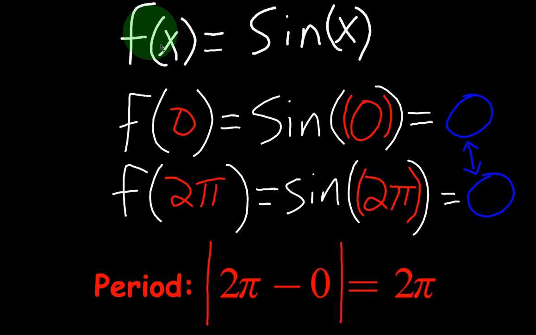Here's another way to prove it. If f of x equals sine of x, and we know that f of 0 is equal to 0, and f of 2 pi is equal to 0, and that's where the graph repeats itself, then I can show that the period is just the distance between these two x values, 2 pi minus 0, which is 2 pi.